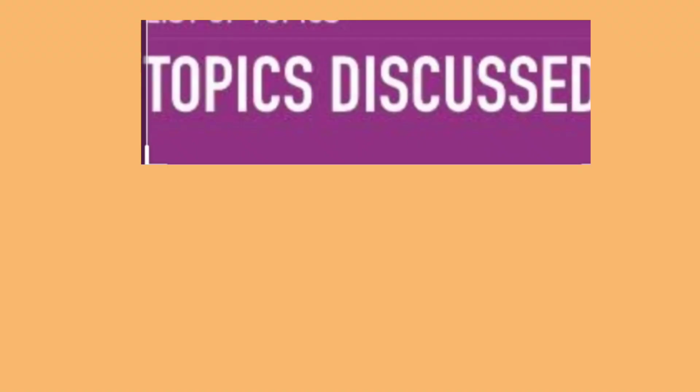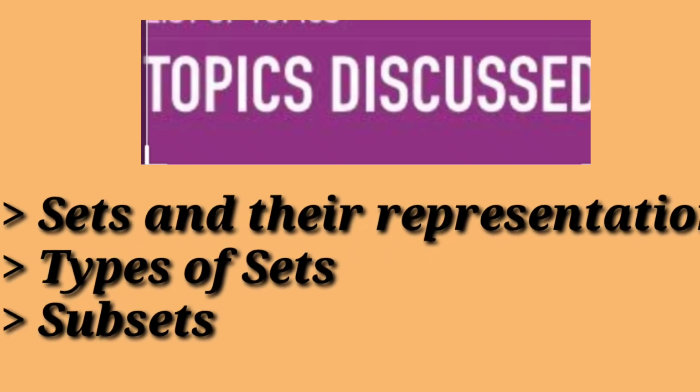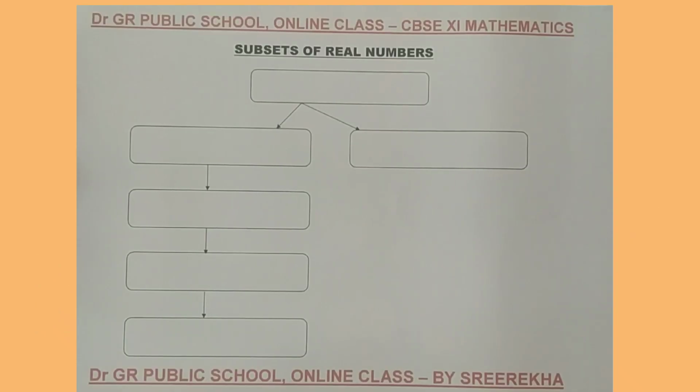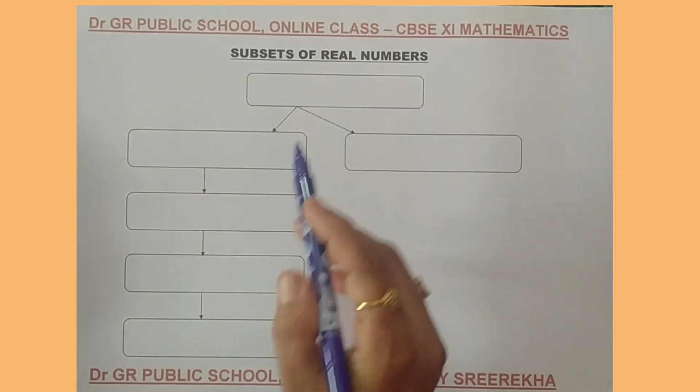In the chapter sets, so far we have discussed what sets are, then types of representation of the set, that is, in roster form as well as in set builder form. Then about the various types of sets such as empty set, infinite set, finite set, etc. And in the last class we have studied about subsets. Today we are going to start the continuation of subsets as subsets of real numbers.